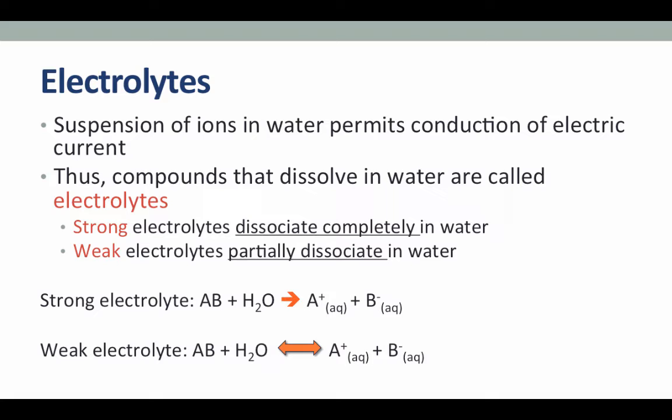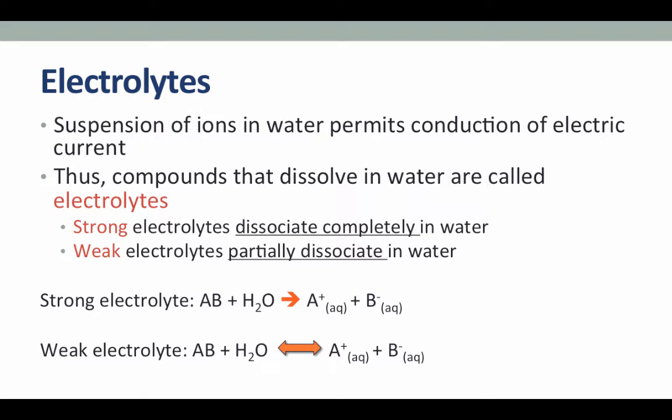When ions are suspended in water, we call them electrolytes. This is because the presence of ions in water allows the flow of electricity. Strong electrolytes are ionic compounds that dissociate completely in water. Like sodium chloride, when we add it to water, all that is left is sodium ions, chloride ions, and water. There is no more sodium chloride present.